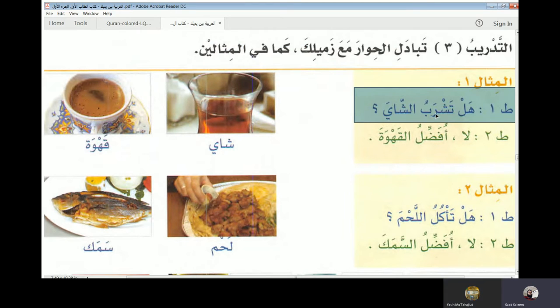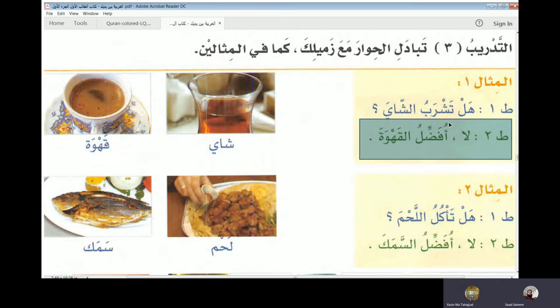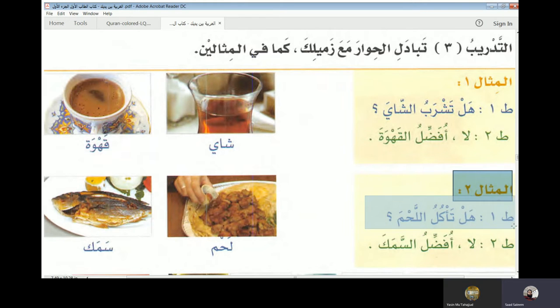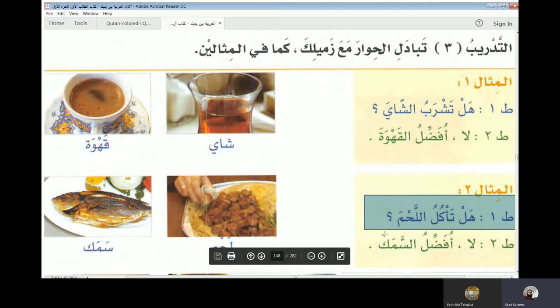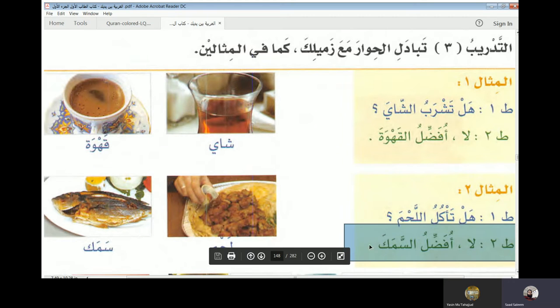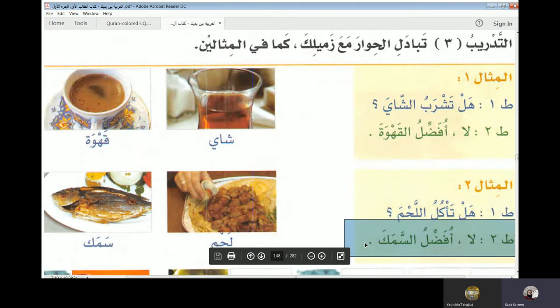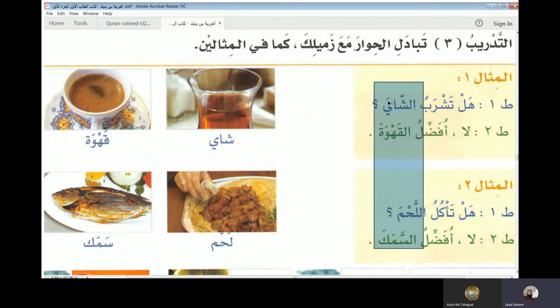First student: هل تشرب الشاي؟ Do you drink tea? Second student: لا، أفضل القهوة. No, I prefer coffee. Second example. First male student: هل تأكل اللحم؟ Do you eat meat? Second student: لا، أفضل السمك. No, I prefer fish. And here you see that with shai, qahwa, lahm, samak we are using fatha because it is the object, the maful bihi.